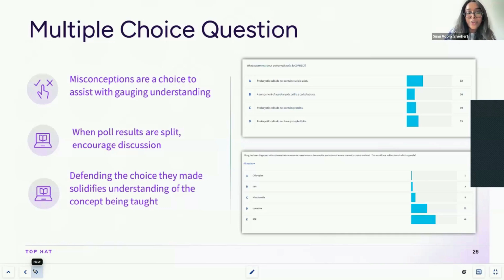She then has students turn around and defend their choice to their peers and gives them an opportunity to re-answer the same question, which further solidifies what's being taught. And you can see the immediate shift in understanding with the results in the second image below.